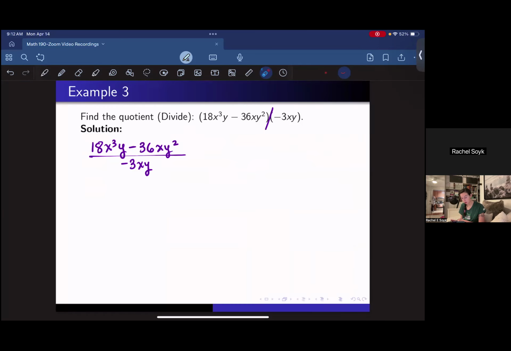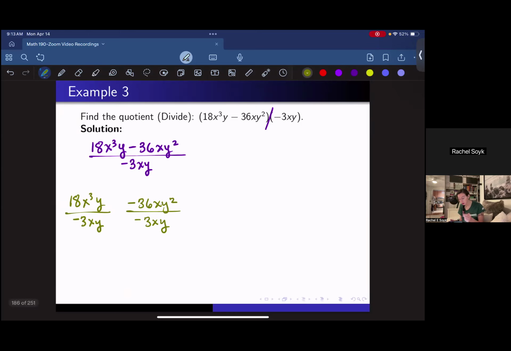Okay, so let's look at example 3. Again, we have a polynomial divided by a monomial, but let's break it up into 2 separate fractions so that we're back to sort of like our objective 1. A monomial divided by a monomial, and then we have another monomial divided by a monomial.